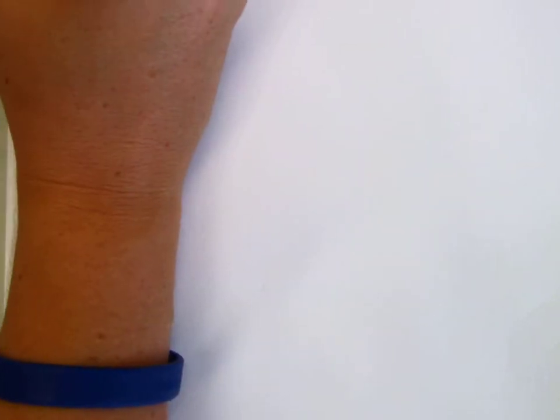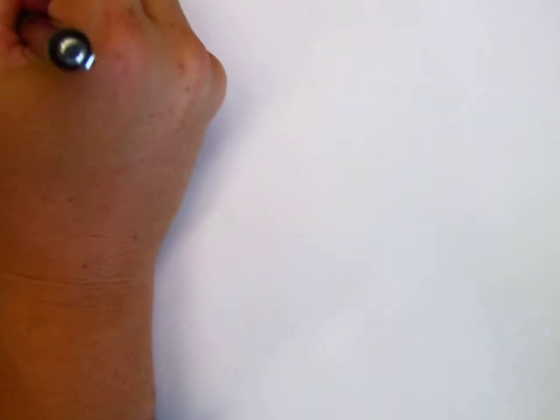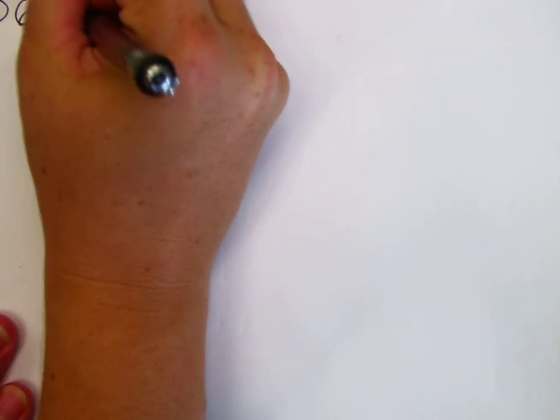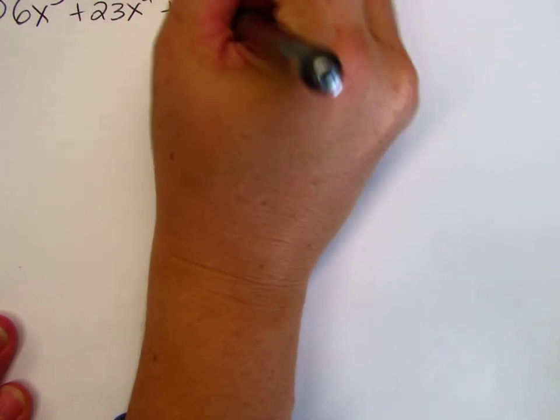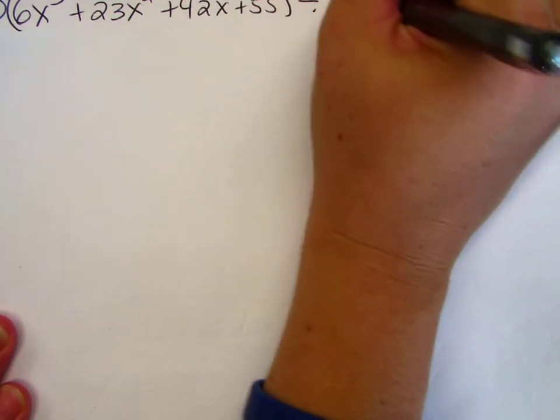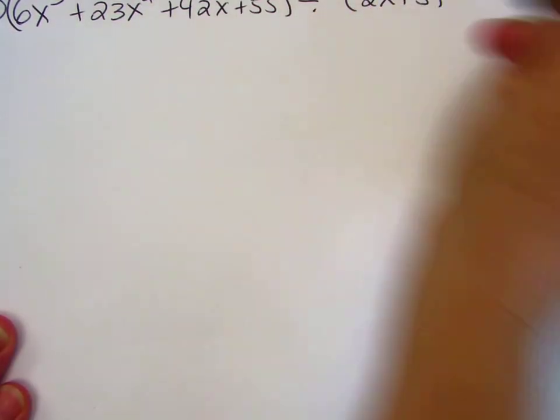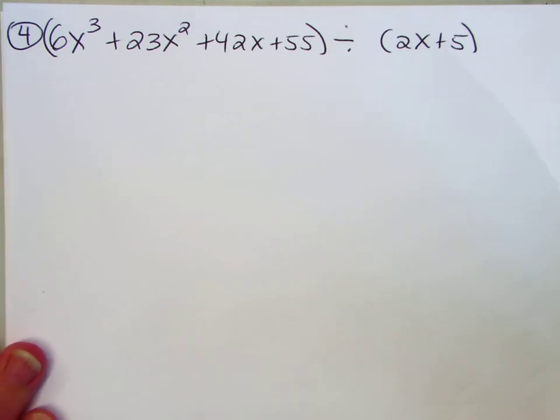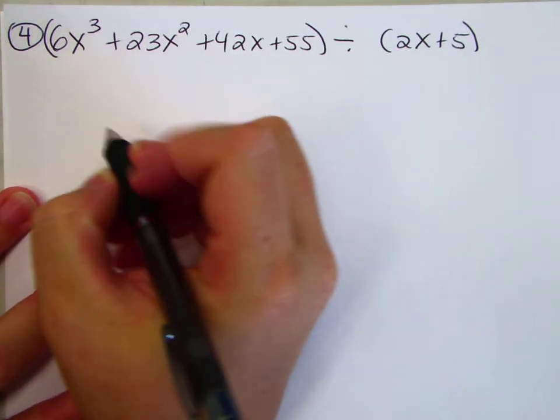Next one, number 4. 6x to the third plus 23x squared plus 42x plus 55, divided by 2x plus 5. Okay, there we go. Pause the video, try it on your own.